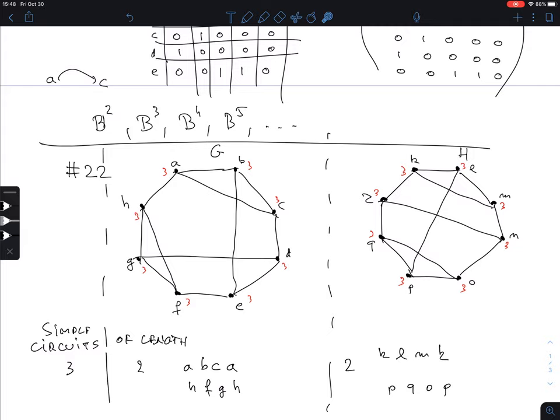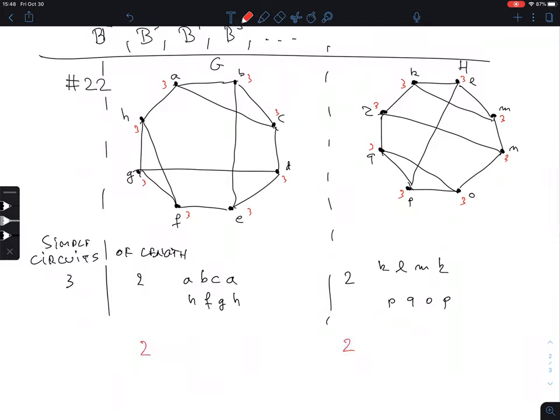Okay, but now we can look for circuits of length 4. I think there is, let me see here, 1, 2, 3, 4, 5. No, that's 5. Here, 1, 2, 3, 4. I knew there was 1. And here, 1, 2, 3, 4. So there's 1 here of length 4, and there's another 1 here of length 4. I think these are the only 2, so 2 here and 2 there. Let's write both of them: B, C, D, E, B, and the other one was D, E, F, G, D.